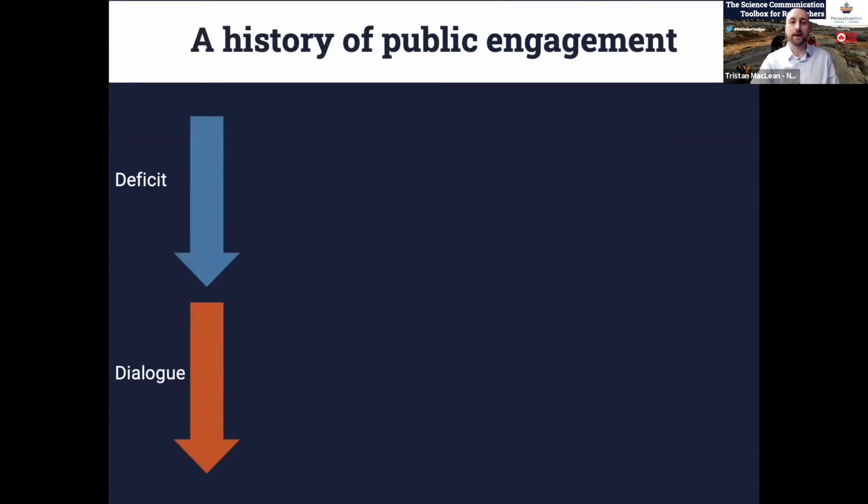So next I'm going to talk a little bit about the history of public engagement to give you a little bit of a perspective of how we got to where we currently are in terms of public engagement and knowledge mobilization. And as you can see here, we have two types of models. They're called the deficit and the dialogue model of public engagement in science communication.